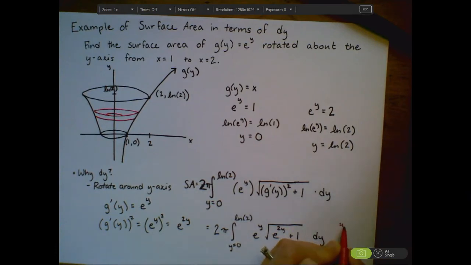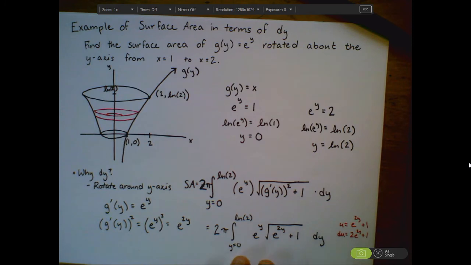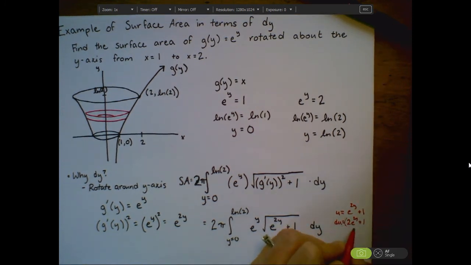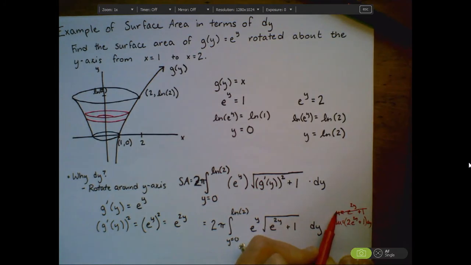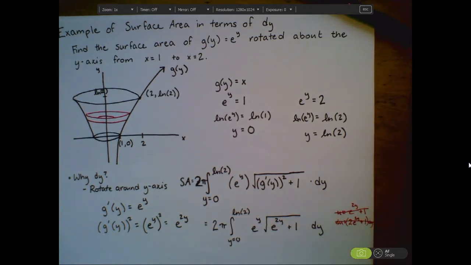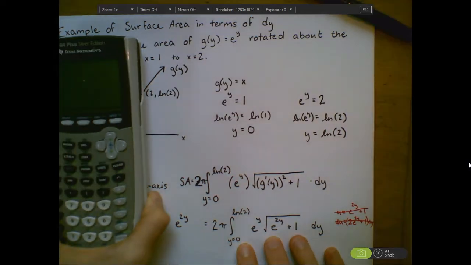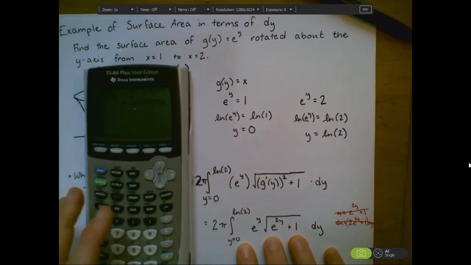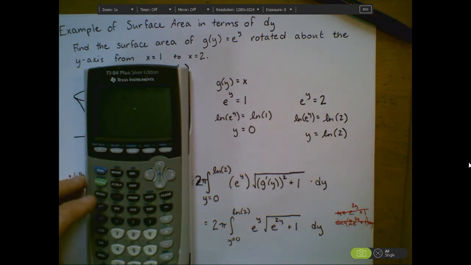The obvious choice would be something like u equals e to the 2y plus 1, but then our du in this case, the derivative of this, becomes 2e to the 2y dy. And we don't have an e to the 2y. That's the same thing as e to the y squared. We only have one of them. And so this u sub is not going to work. In general, when doing these arc lengths or surface area functions, it's very difficult to have a closed form for the antiderivative. So instead, we're going to do a numerical approximation on our calculator.